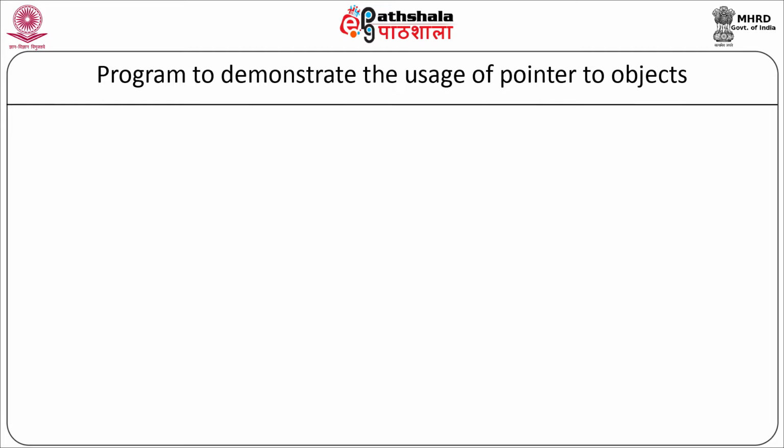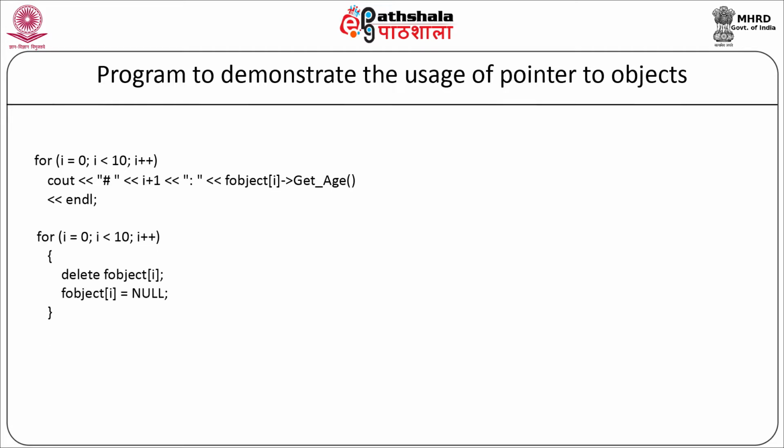Now we will have to display these values back on the screen as for i equal to 0, i less than 10, i plus plus, cout hash i plus 1, colon, fobject[i] arrow getAge, endl. Now we will delete the objects one by one, as for i equal to 0, i less than 10, i plus plus, delete fobject[i], equal to null. Our for loop will end, return 0, and our main program will end.